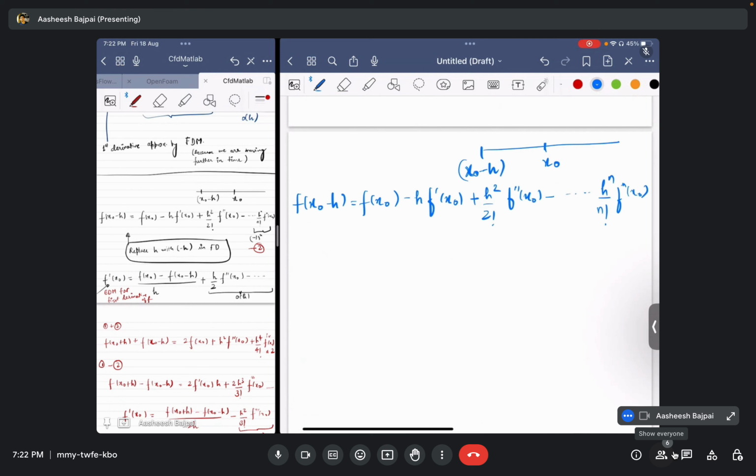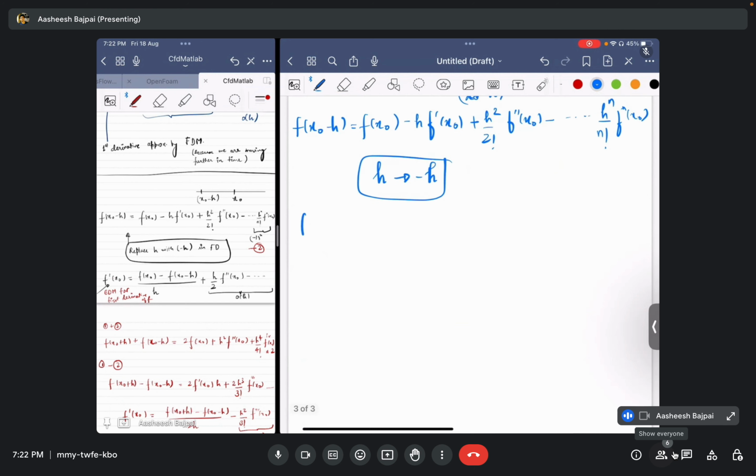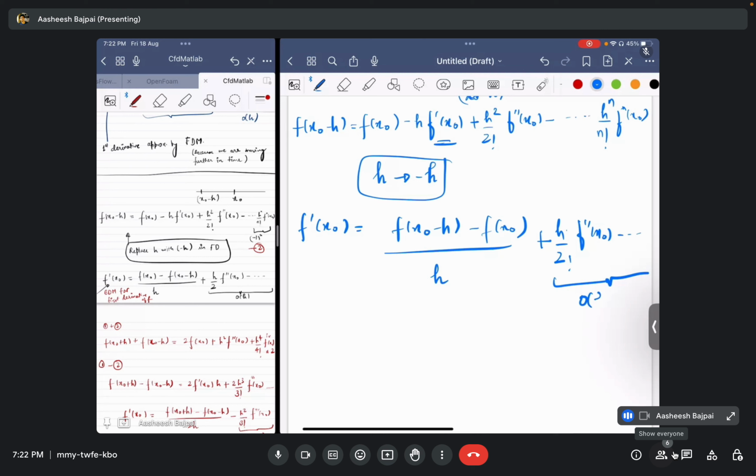Or what one simply can do is, in the forward difference method, replace h by minus h. You will directly get the backward difference method's formula. So yeah, that's another way. So now let's calculate f'(x naught) is equal to f(x naught) minus f(x naught minus h) by h, plus h by 2 factorial f''(x naught). So this is order of h, and this is the backward difference method.